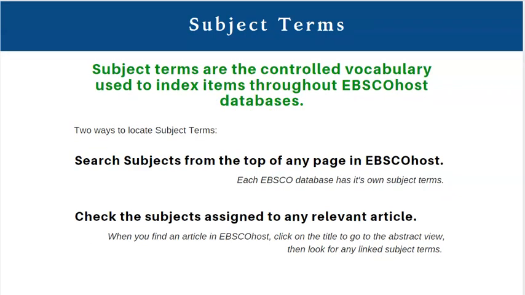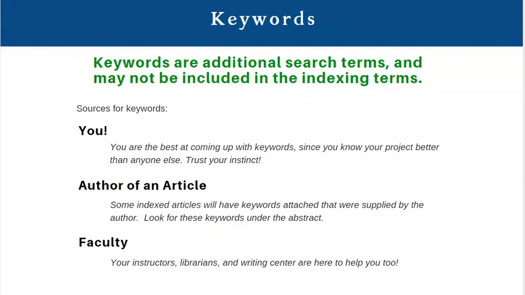Subject terms like MeSH are controlled vocabulary used to index throughout EBSCO databases. You can search the subjects from the top of any page in EBSCOhost. Each EBSCO database uses its own subject terms. You can also check the subjects assigned to any relevant article. When you find an article in EBSCO, click on the title to go to the abstract and then look for any linked subject terms.